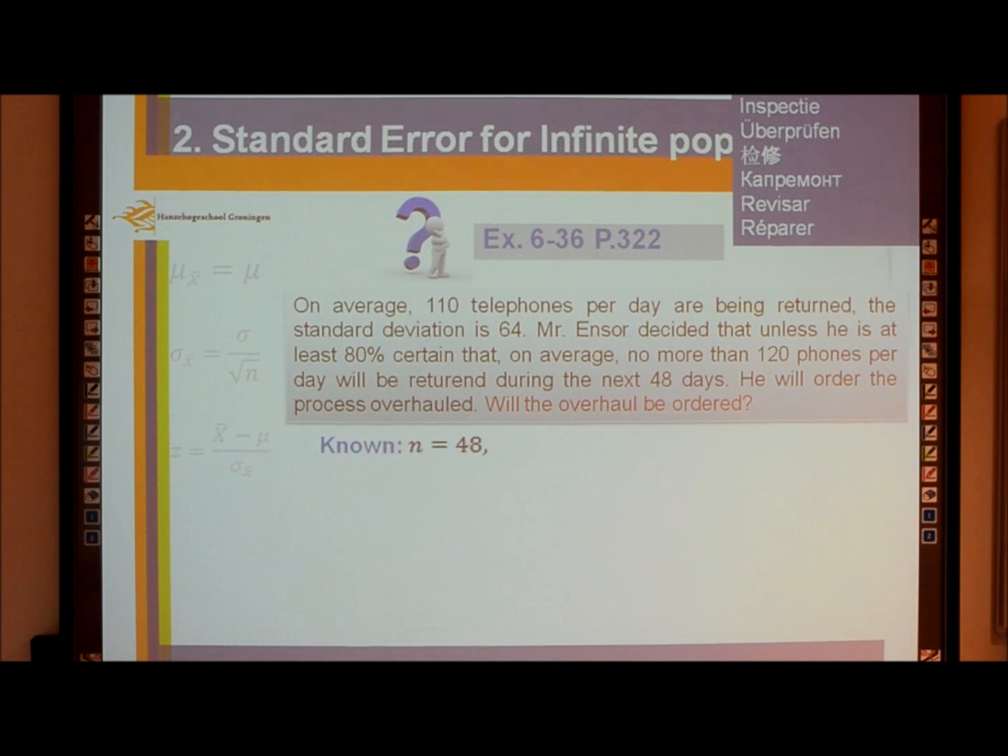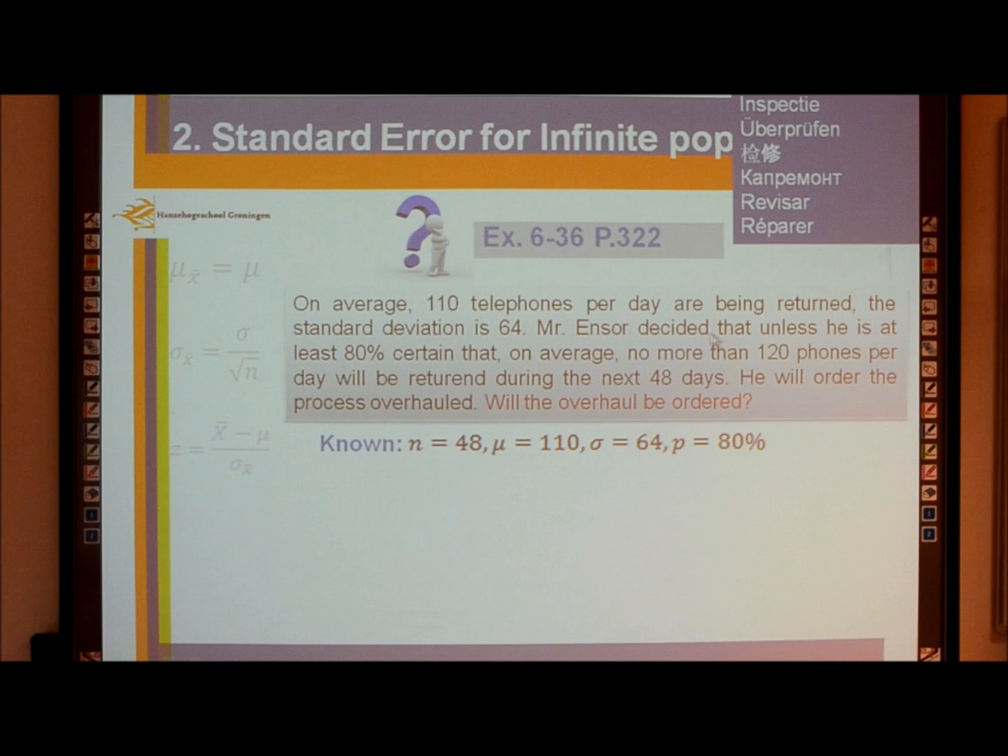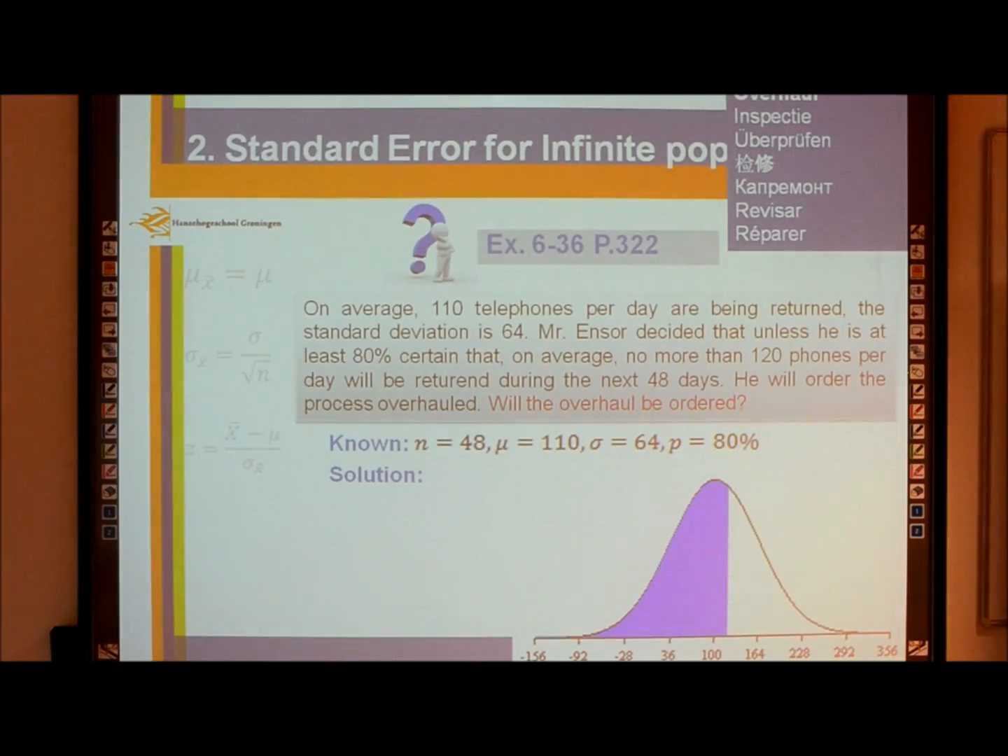In this case, you know the sample size is 48 because you only pick the next 48 days for study. You know the population mean is 110. Per day, 110 telephones will be returned for overhaul. And the standard deviation for these will be 64. The probability is 80%. That means what will be the probability that we have data less than 120? If the probability is larger than 80%, we do not need to order the overhaul.